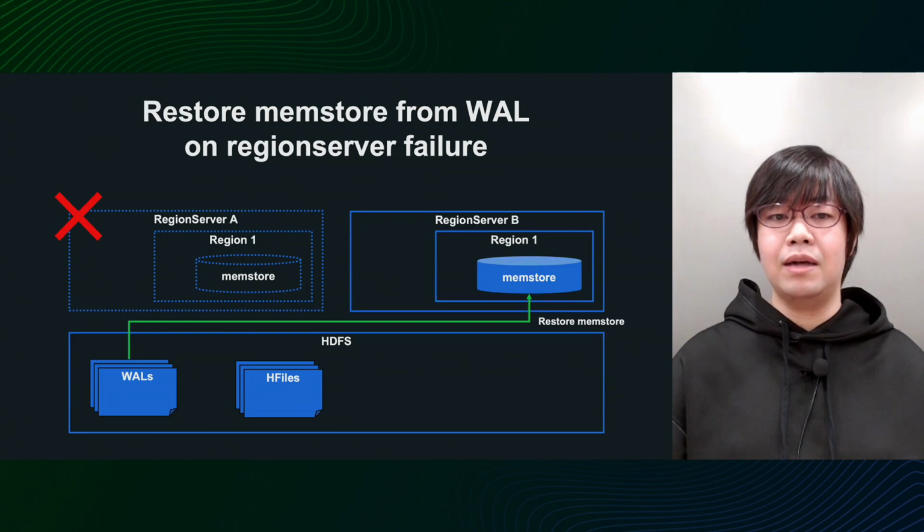So region server B will read the WAL file of region server A and restore the contents of region 1's memstore to the point right before the trouble. The WAL file is used to ensure the reliability of the data.